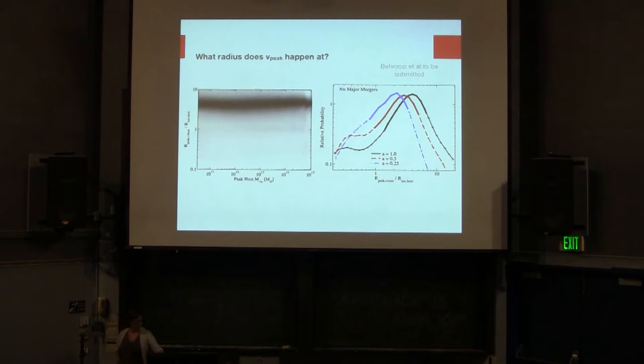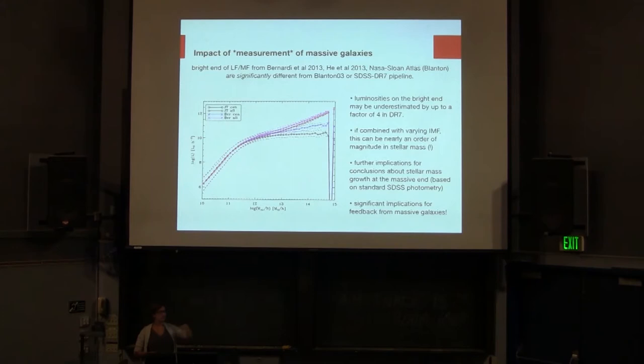For very massive objects, right. So for galaxies below 10 to the 11 solar masses, we're fine. Well, maybe fine. Oh, sorry, that's DR7. Yeah, that's DR7.